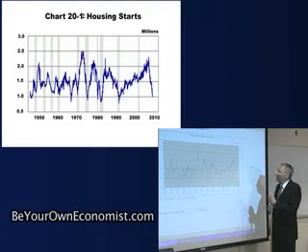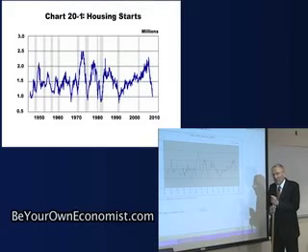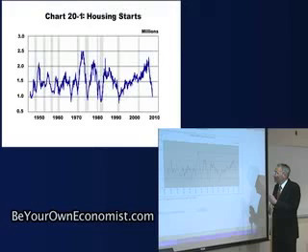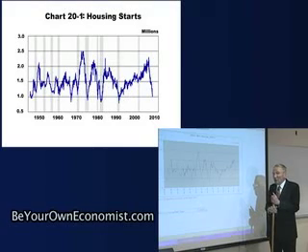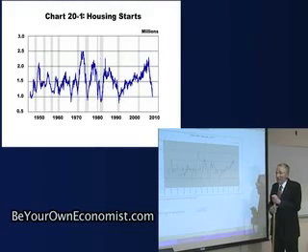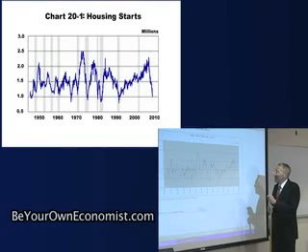And these are good data because they are in physical units. There's no inflation. And we're looking at housing starts, not completions. And so it makes them a good leading indicator.